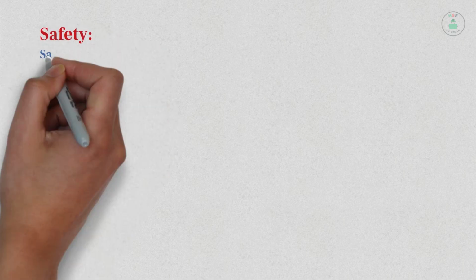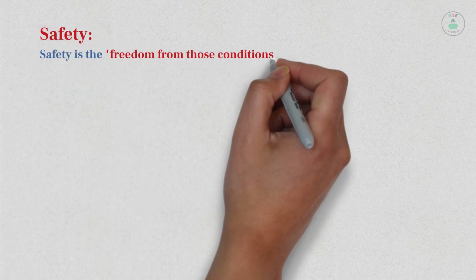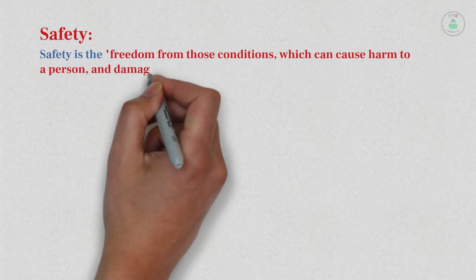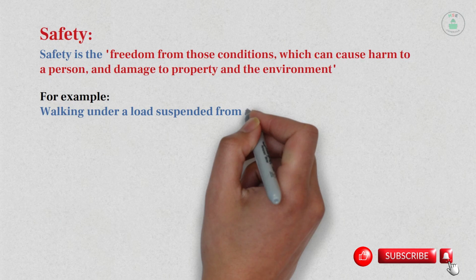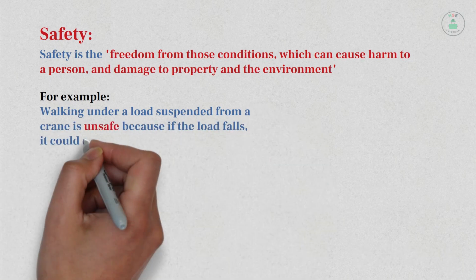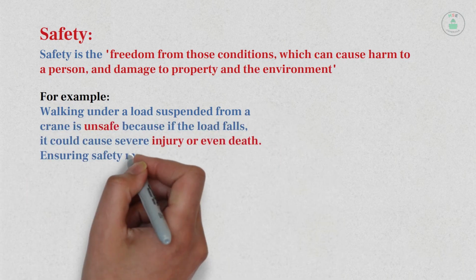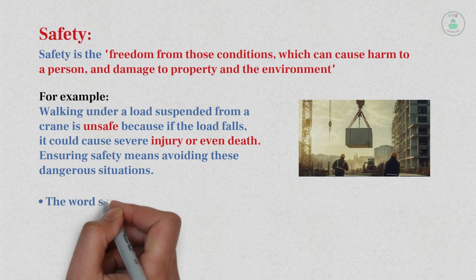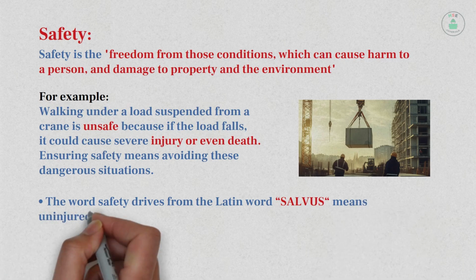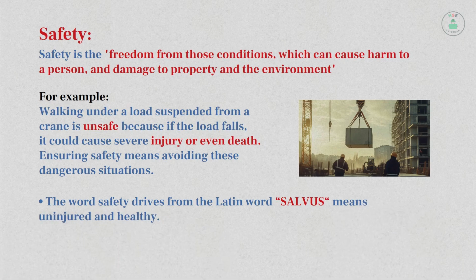What is safety? Safety is the freedom from those conditions which can cause harm to a person, and damage to property and the environment. For example, walking under a load suspended from a crane is unsafe because if the load falls, it could cause severe injury or even death. Ensuring safety means avoiding these dangerous situations. The word safety derives from the Latin word salvus, meaning uninjured and healthy.